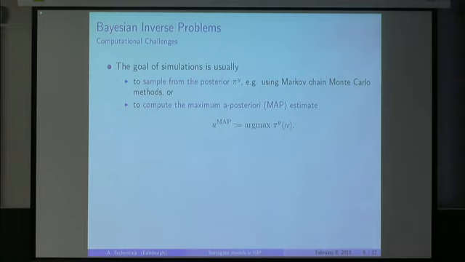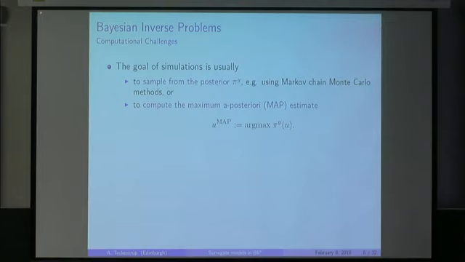In other applications, you might just want to compute a point estimate of u, so you might want to compute the value of the parameter u which is most likely under your posterior distribution. That is known as the maximum a posteriori, or the MAP estimate, which is, as I said, just defined as the point which is most likely under your posterior, so it's just the point which maximizes the posterior density.